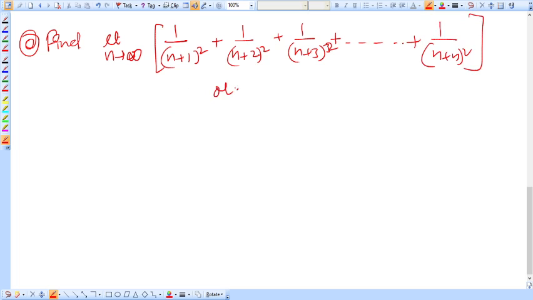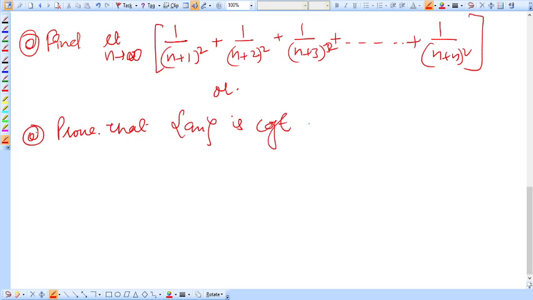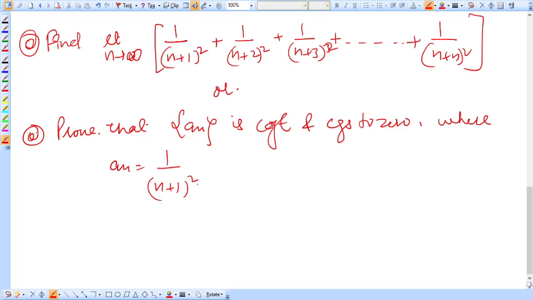This question can alternatively be asked in this form. Prove that the sequence an is convergent and converges to 0, where an is equal to 1 over (n plus 1) whole square, plus 1 over (n plus 2) whole square, up to and so on, 1 over (n plus n) whole square. Okay, so this is the an here. So, the solution now.